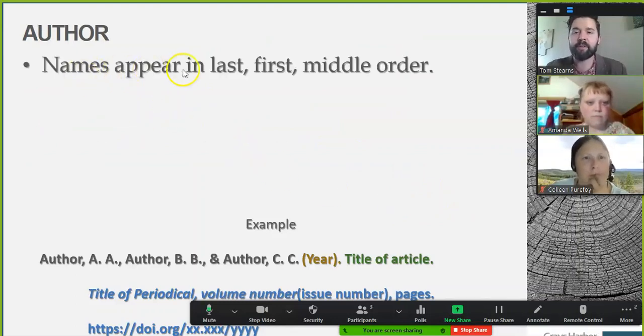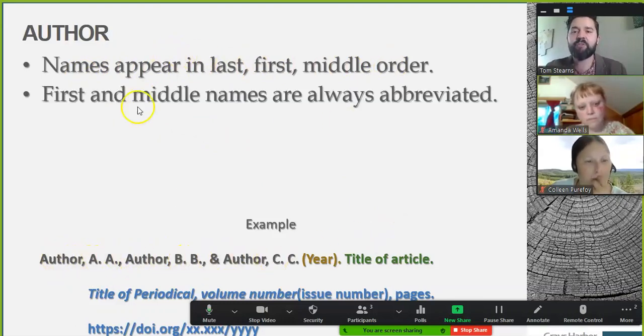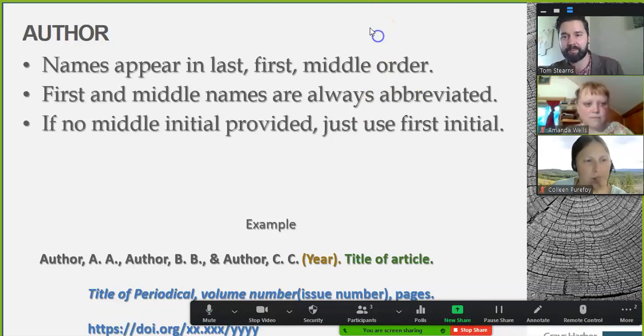So names appear in last, first, and middle order. So you can see author AA, author BB, and author CC. First and middle names are always abbreviated. So my full name is Thomas Michael Stearns, and my name would appear in a references list as Stearns, T. M. If no middle initial is provided, you just use the first initial. So if I authored a work and I published it under the name Tom Stearns without a middle initial, then you would just put that into the references page as Stearns, T. Done.